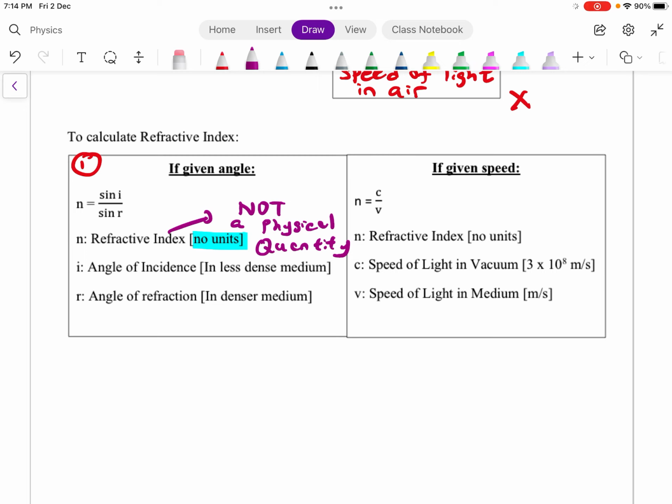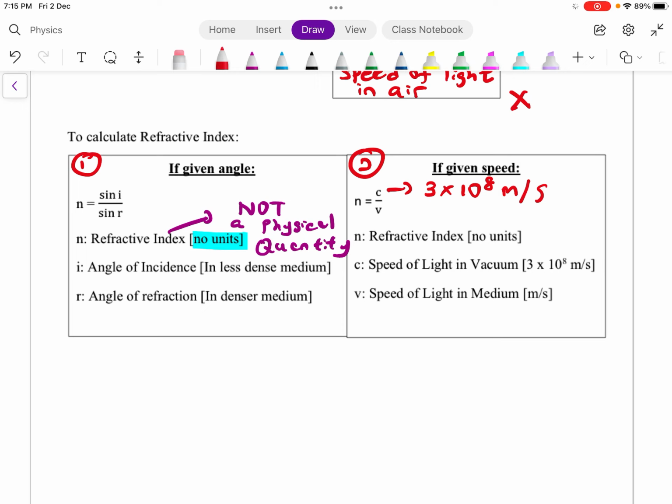The second formula is regarding speed. If you are given speed, you can also use the speed to calculate. So n, the refractive index, equals c divided by v. What is c? c is a constant, and this constant is a must to know. It's the speed of light in vacuum, the so-called maximum speed in the universe. You cannot exceed this speed, because if you exceed it, you are breaking the laws of physics. The speed of light in vacuum is 3 multiplied by 10 to the power of 8 meters per second.